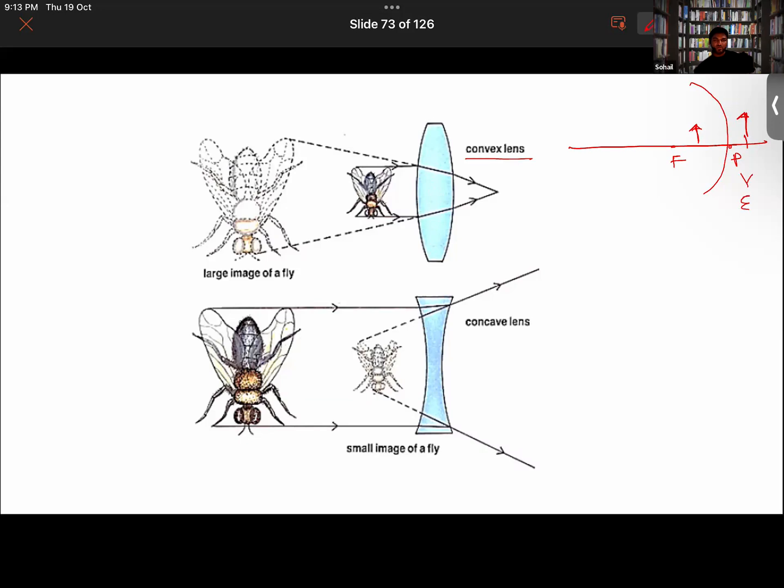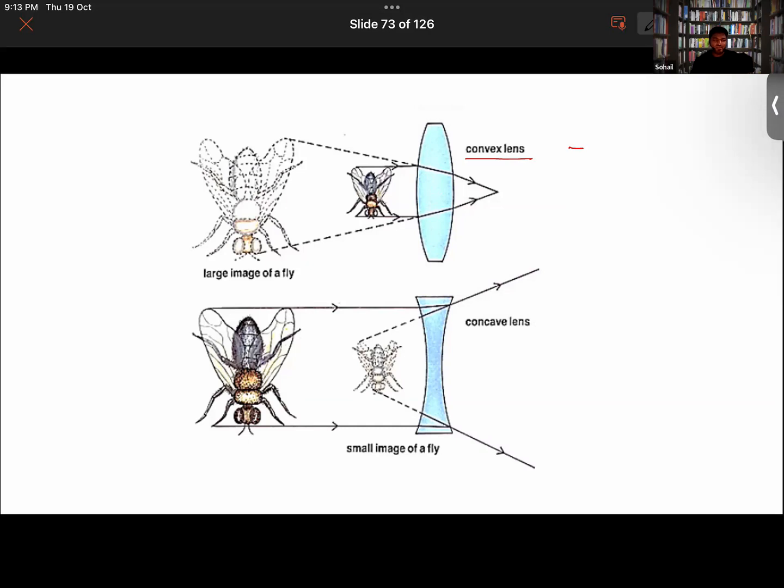I was asking for the convex lens. Okay, so please repeat your question. In the case of convex lens, it's virtual, right? No, it's real actually.